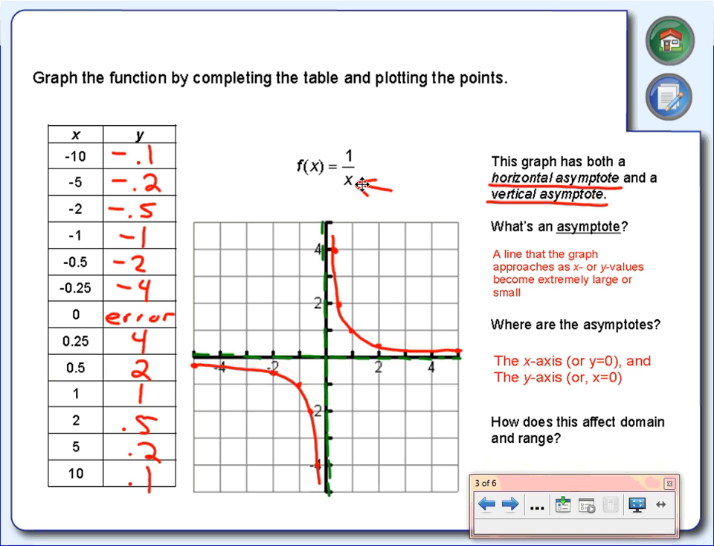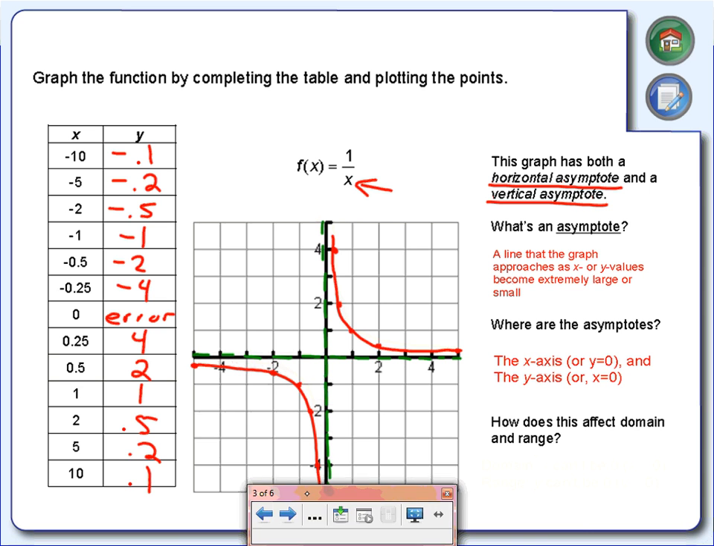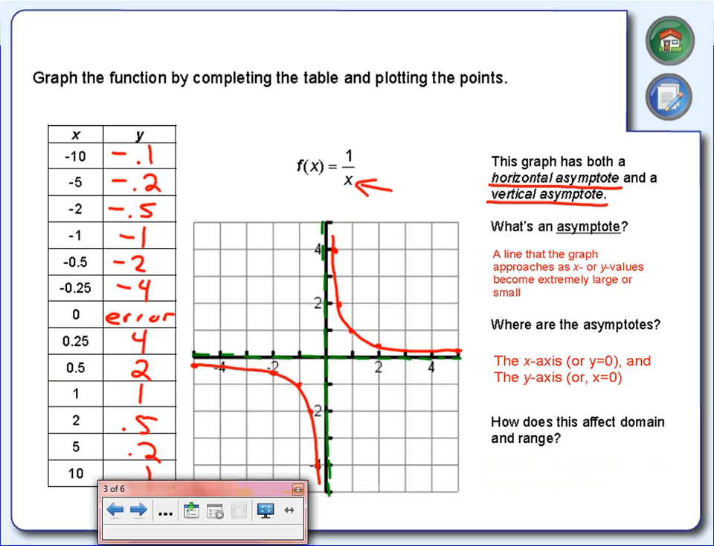Now, right now, the asymptotes are the x-axis and y-axis, and that's because we're looking at the parent function. That's not always the case, guys. And eventually, we're going to start moving this graph around, and those asymptotes are going to change. All right, so the next question is, how does this affect the domain and the range?